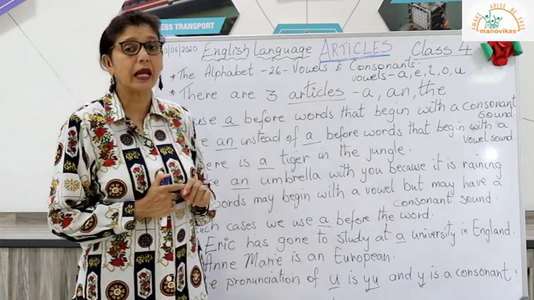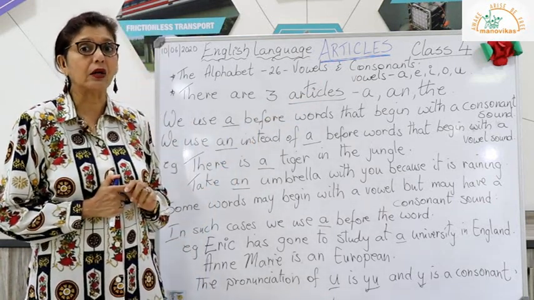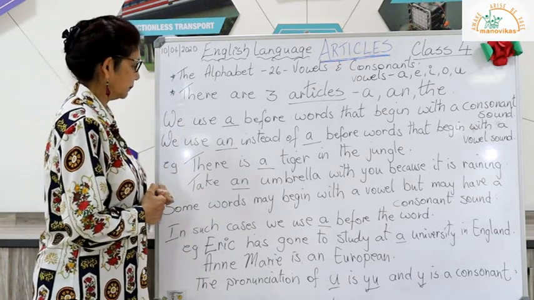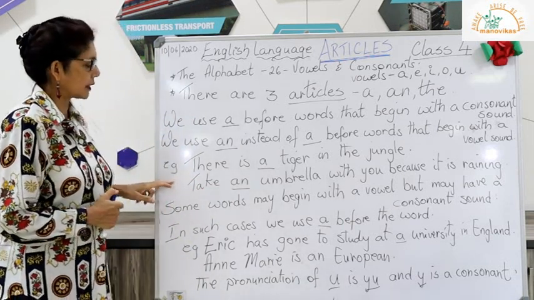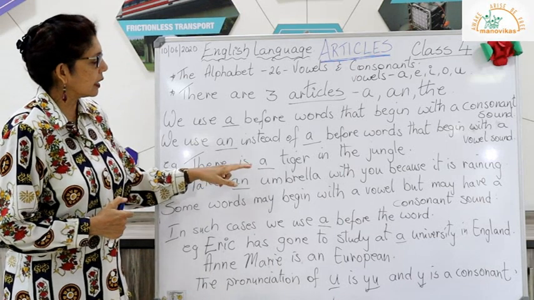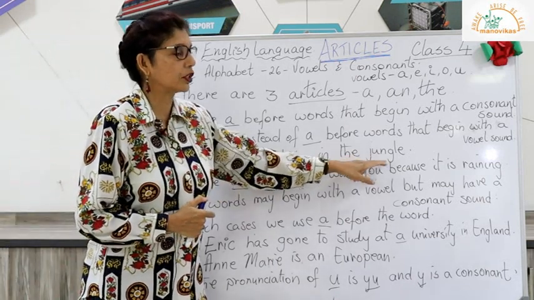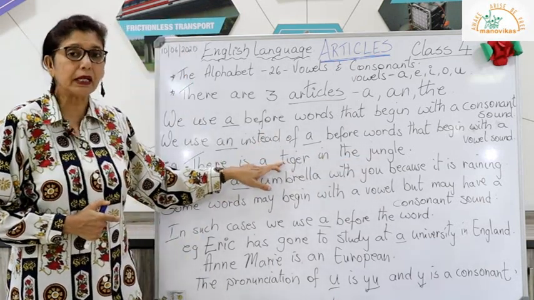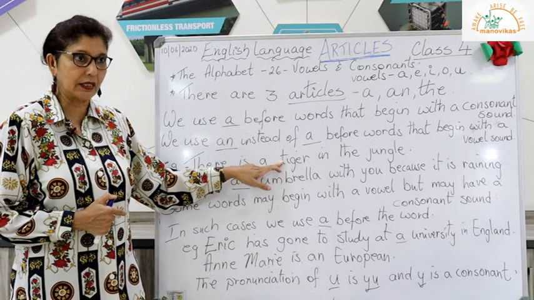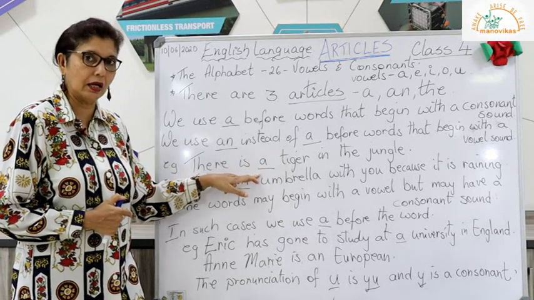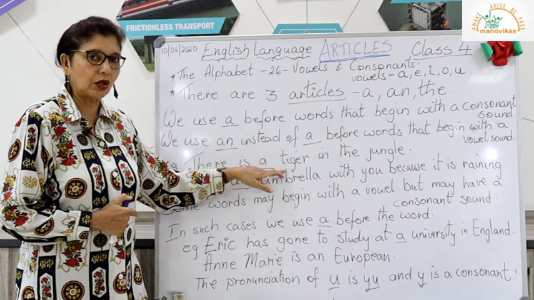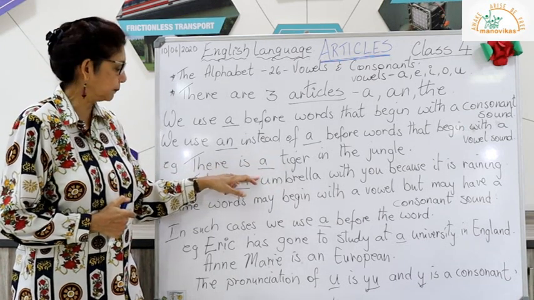Now which are the vowel sounds? A, E, I, O and U. Now see this example here. There is a tiger in the jungle. Now tiger begins with T, which is a consonant, and therefore we use a. T is a consonant, so we use a.